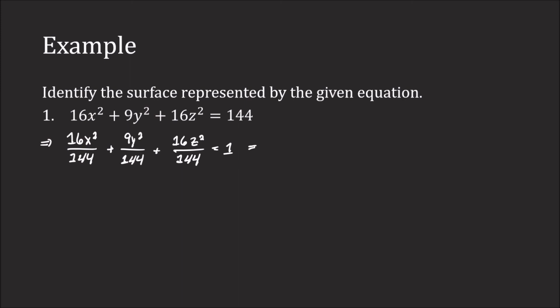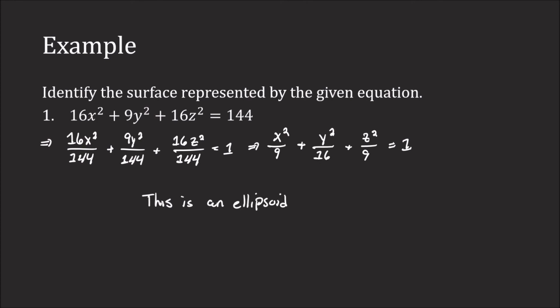Well, 16 over 144 is 1 over 9. So we have x squared over 9 plus y squared over 16 plus z squared over 9 is equal to 1. So this is an ellipsoid. And it's centered at the origin 0, 0, 0. Yeah, that one was pretty straightforward.